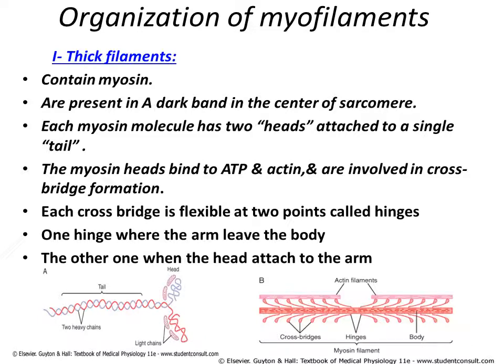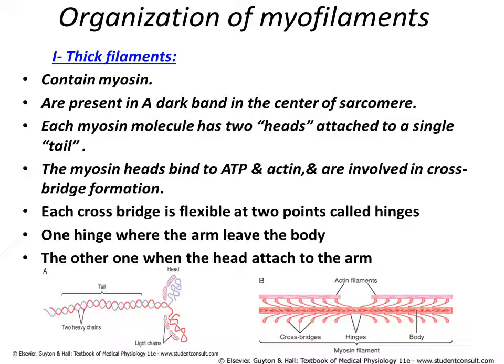Now we will speak about thick filaments. Okay, they contain myosin only and are present in the dark band in the center of the sarcomere, as we see in the previous picture. Each myosin molecule has two heads, as we see down and to the left in the picture, attached to a single tail.